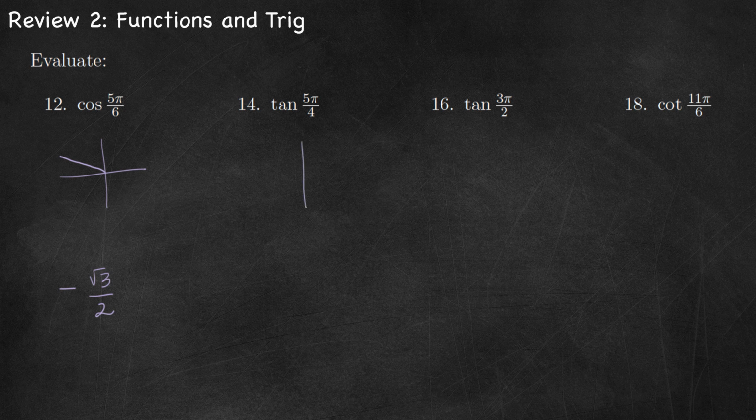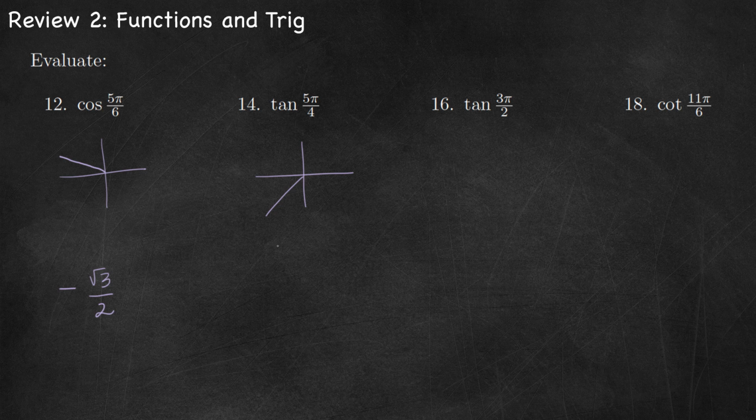14. Tangent of 5 pi over 4. 5 pi over 4 is 4 pi over 4 plus 1 pi over 4. So now we're in quadrant 3. Tangent is positive in quadrant 3. So I know my answer is positive. My reference angle is pi over 4.